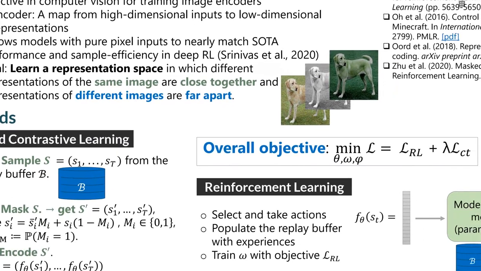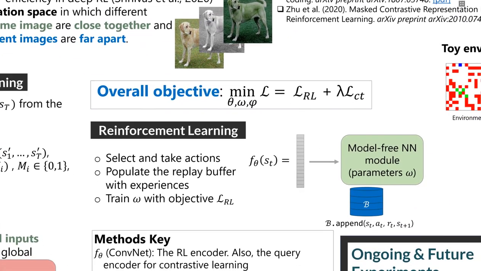Okay, so the overall objective is to optimize not just for reinforcement learning, but for contrastive learning at the same time, based on this loss function in the center of the screen. Lambda is just a hyperparameter, and we've been setting it equal to 1, and that's working pretty well. The Greek letters under Mnih denote parameters of the various neural network architectures that we're using.